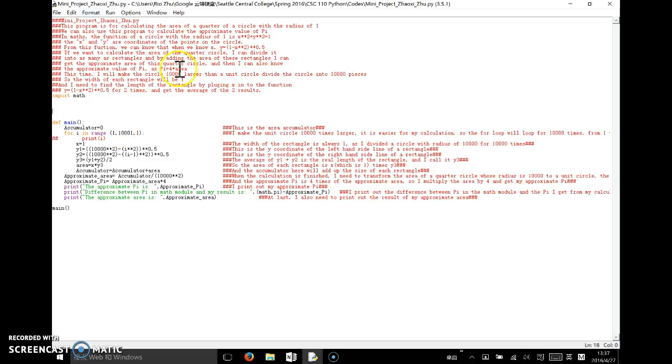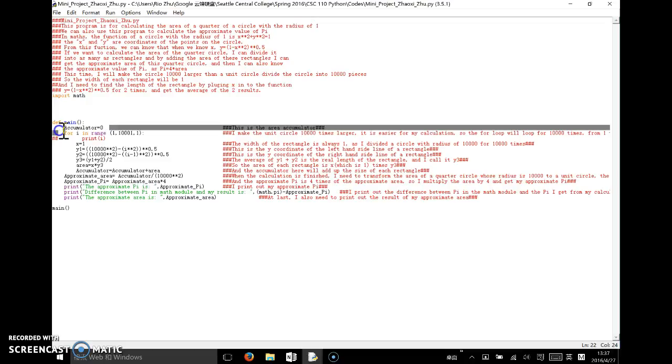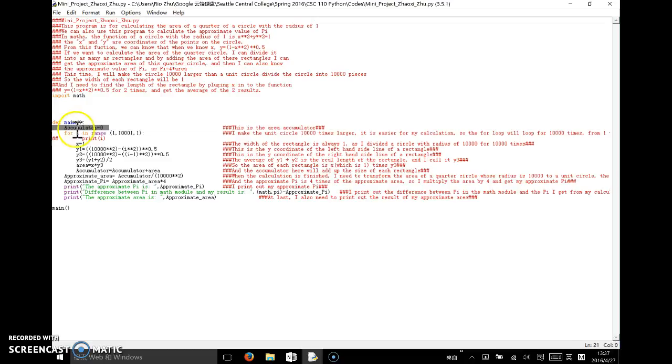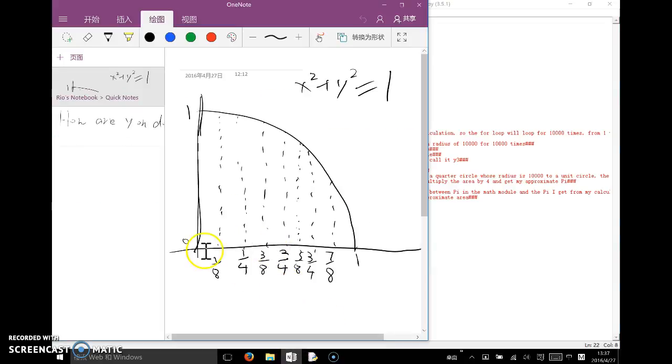So as you can see, the big quarter circle is divided 10,000 times, so I need a for loop from 1 to 10,000. And at the beginning of the function, I also need an accumulator to add up the area of each rectangle. So let's get back to the picture.